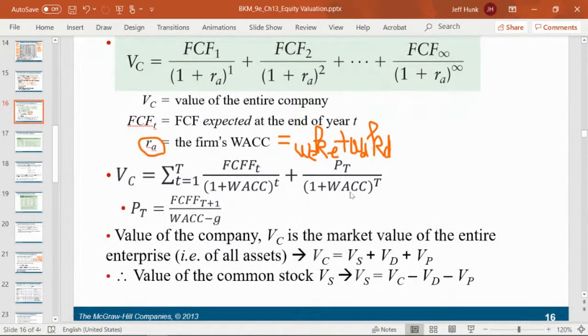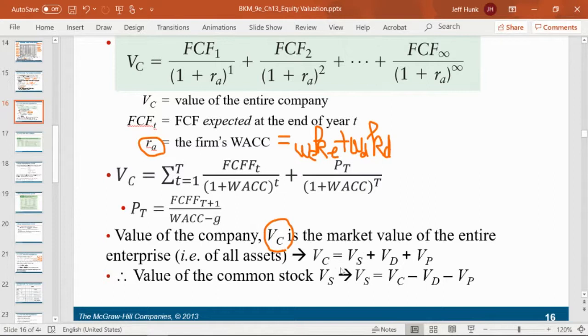The crucial thing is that we have to use the weighted average cost of capital as the discount rate, because free cash flow to the firm is the fruit of the workings of both debt and equity, right? So it's a combined result, so it has to be weighted average. And finally, what you arrive at is the value of the company.